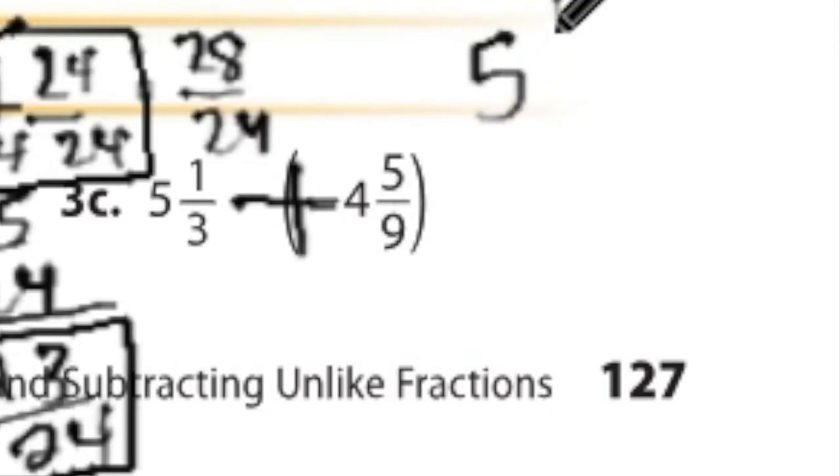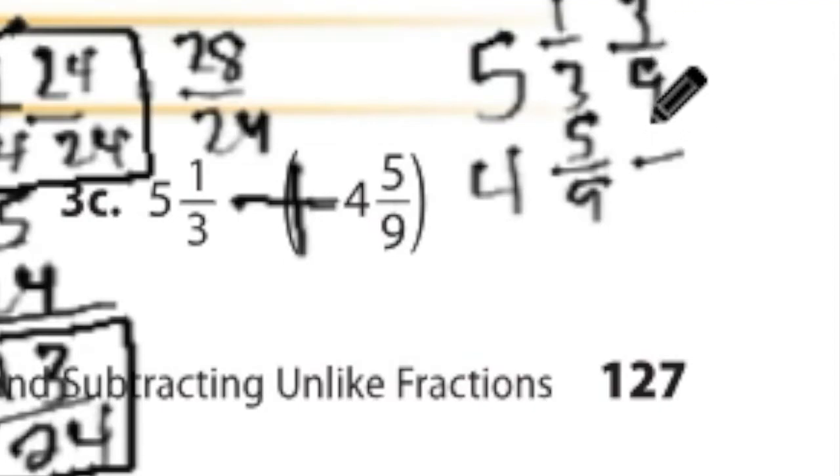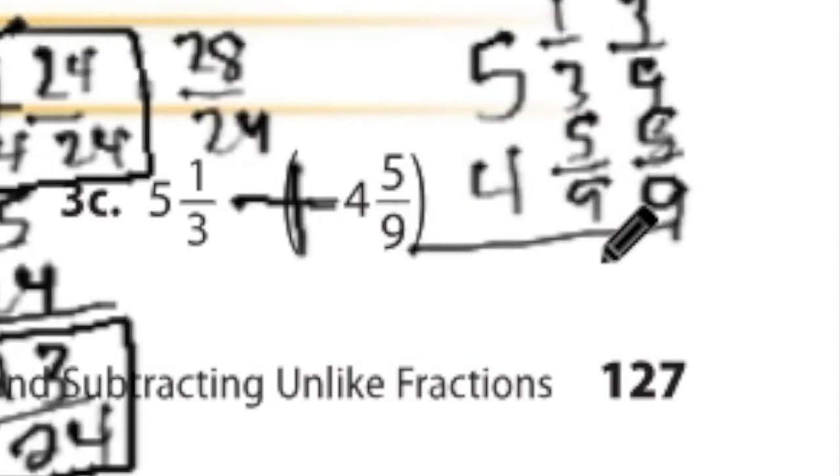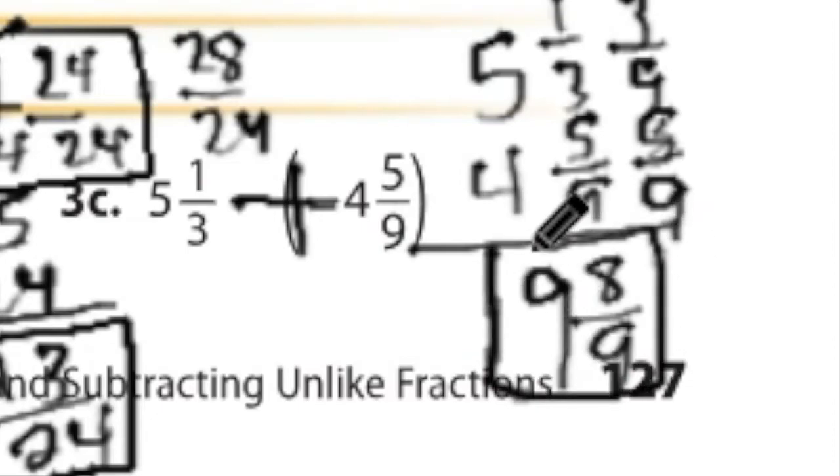For 3C, we have minus a negative, which turns into plus. So we have 5 and 1/3 plus 4 and 5/9. The common denominator for 3 and 9 is 9. So we have 3/9 plus 5/9, which is 8 ninths, and 5 plus 4 is 9. 9 and 8 ninths is the answer to 3C.